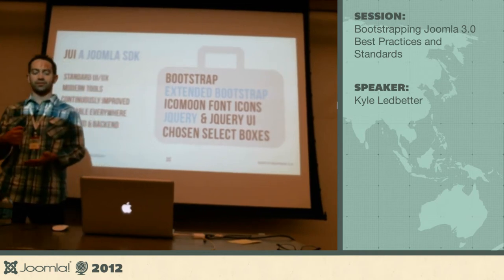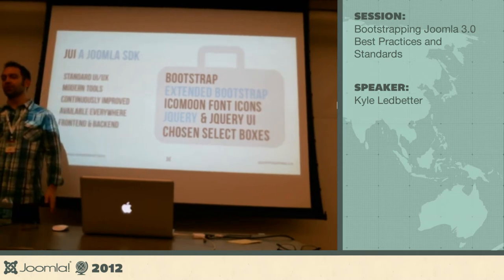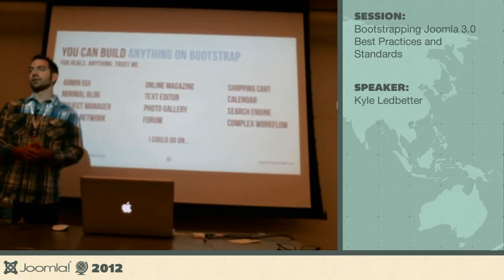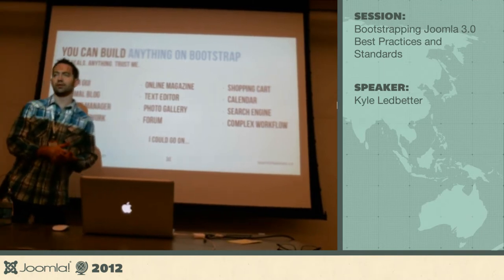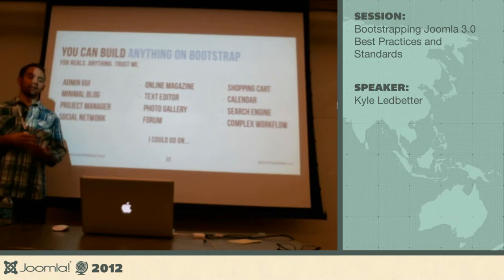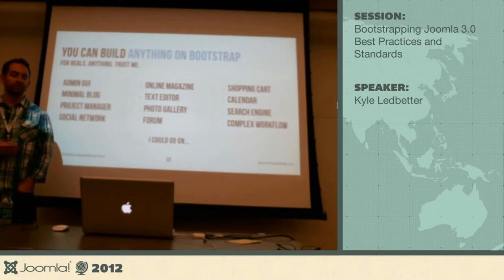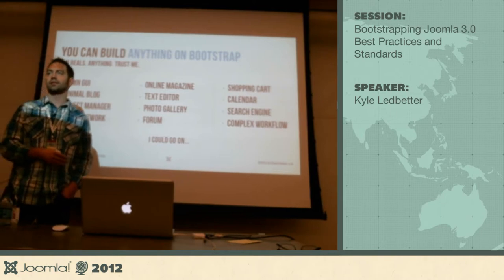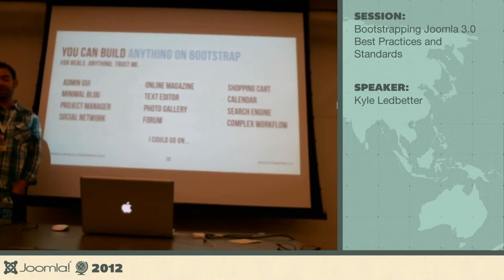So we have Bootstrap, we extend Bootstrap, we have icons, we have jQuery, jQuery UI, and chosen select boxes. We have a whole bunch of stuff. And you can literally build anything. At first people kind of didn't understand why I was putting JUI in the front end identical to the back end. They thought that the back end is only GUI, so the front end is usually a site. Why do I need all this? But you can really build any of this UI, shopping cart, blogs, magazines, whatever you have in Joomla, you can build it with Bootstrap. And the really cool thing about it is you could typically build it without writing one line of CSS or LESS.